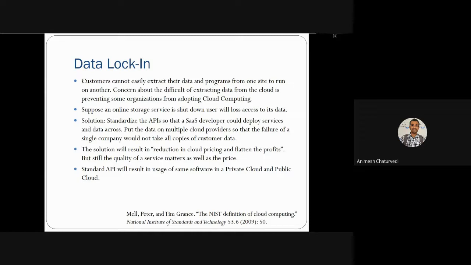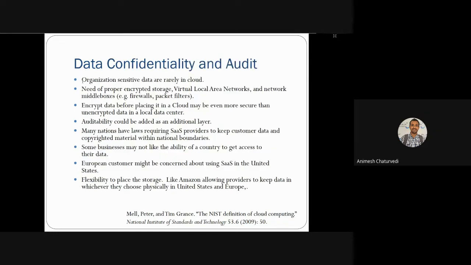Then standard APIs will result in the same software in the private cloud or in the public cloud. So there are some APIs that we'll study in Eucalyptus and Amazon. There are some APIs which connect your private cloud of Eucalyptus along with AWS, Amazon Web Services. So there are such APIs as well to connect private and public cloud.